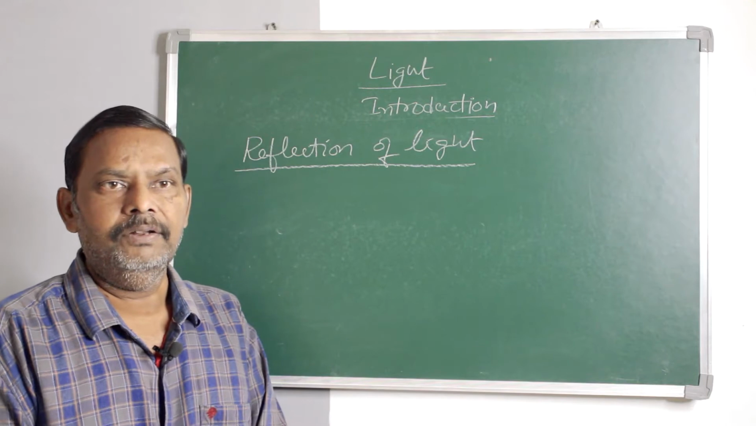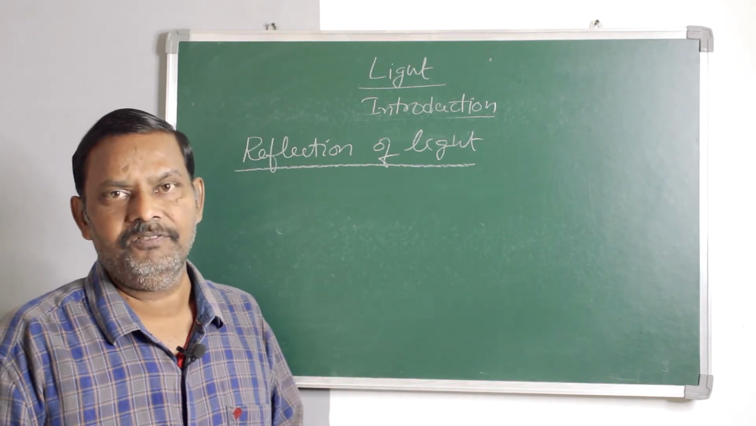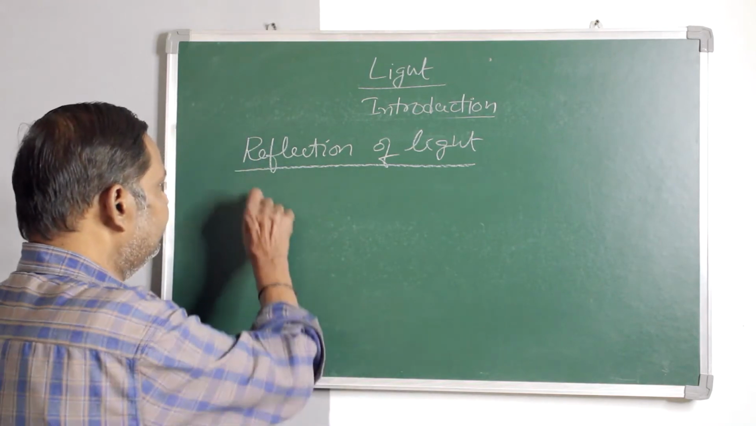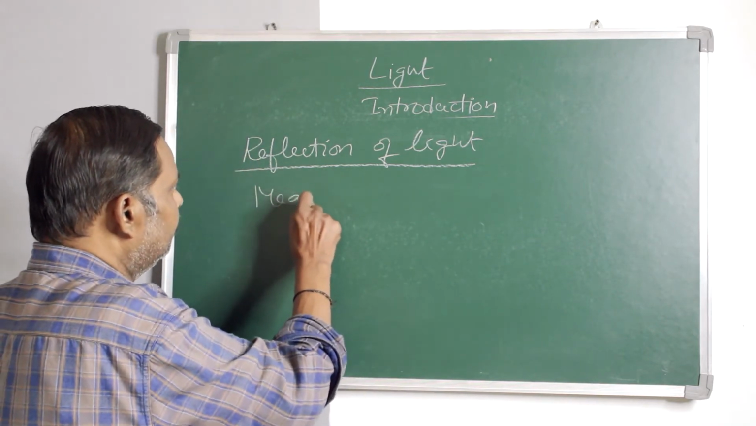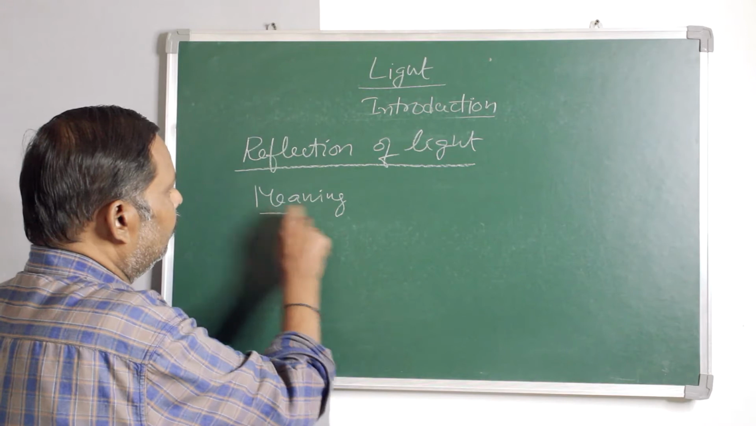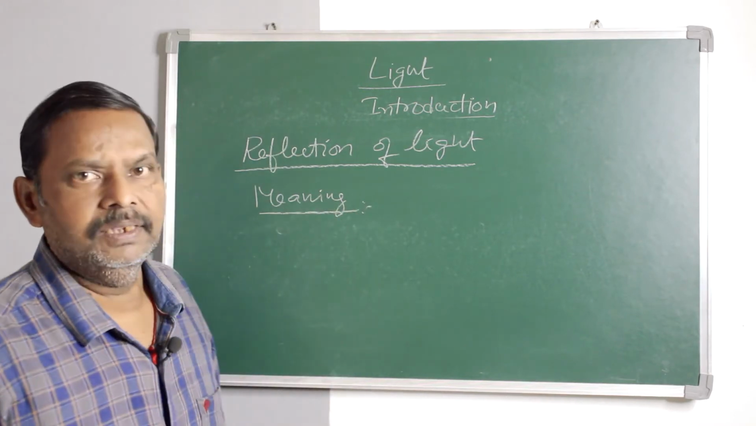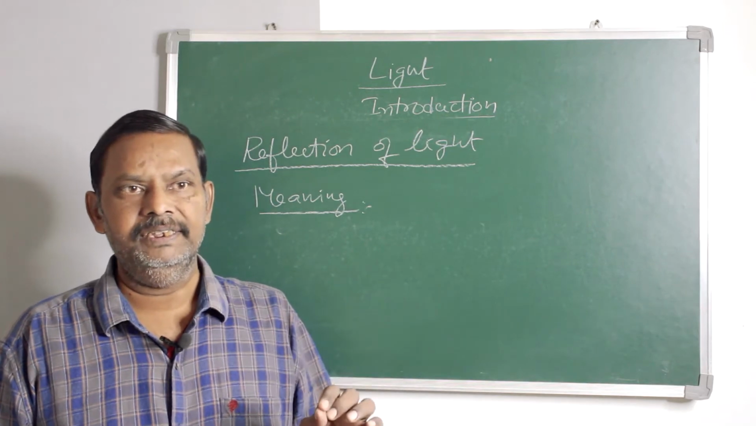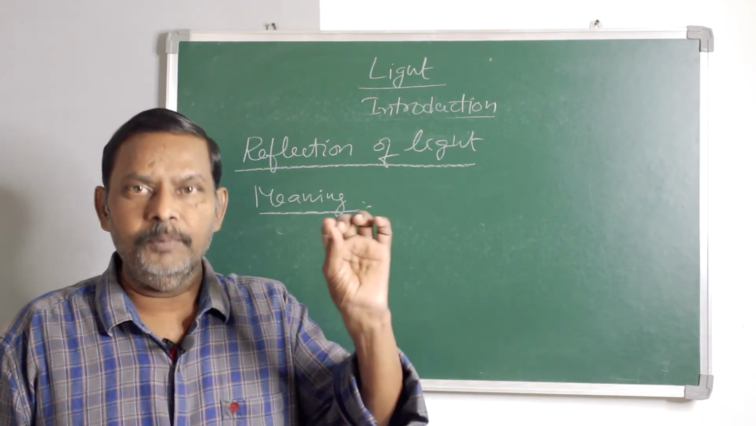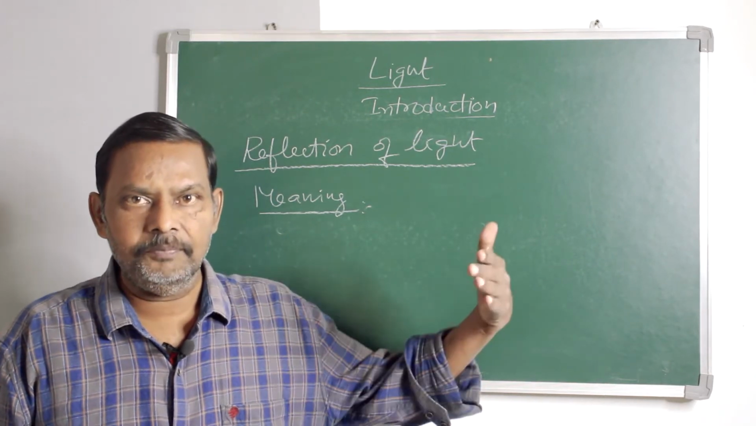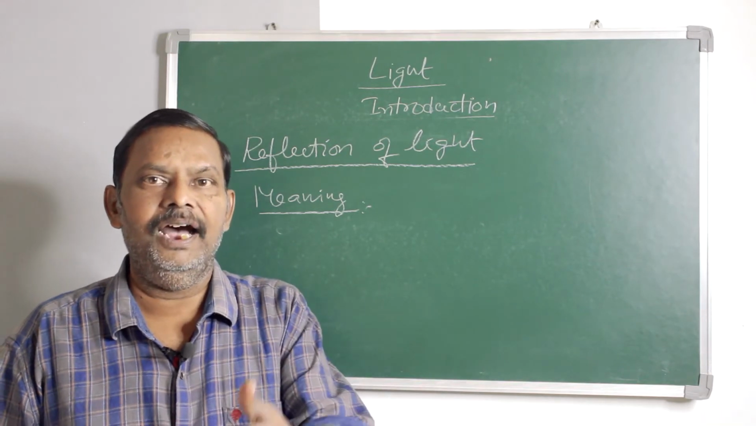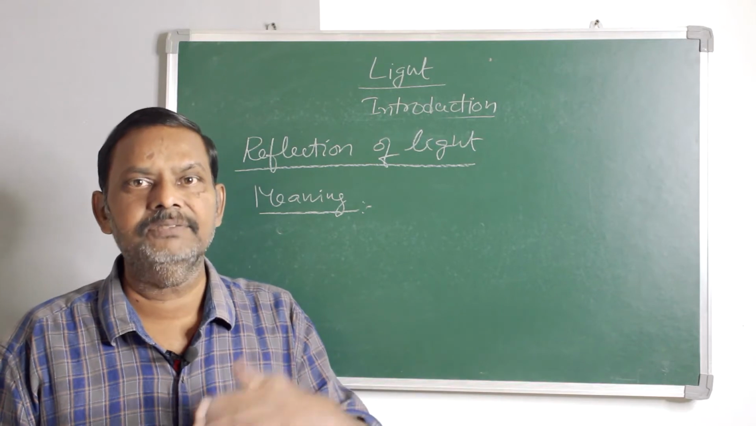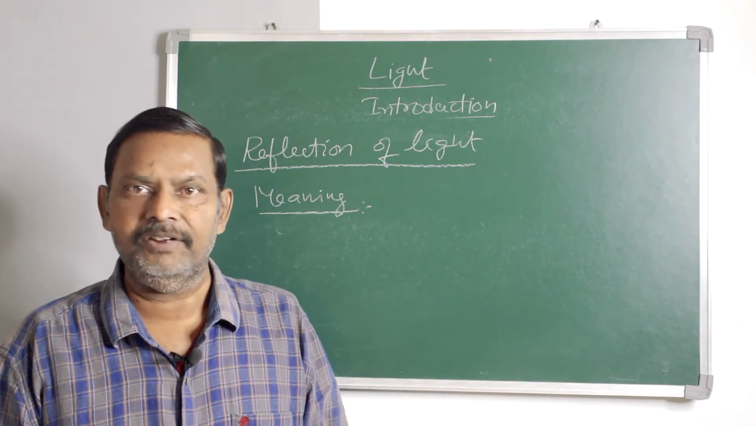So now let us discuss about the reflection of light. First of all, let us see what do you mean by reflection of light. Let us see the meaning of reflection of light. Whenever a ray of light is incident on an opaque surface, it cannot pass through the opaque surface and it bounces back into the same medium. This phenomenon is called reflection of light.